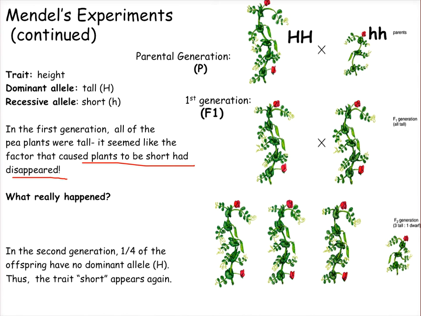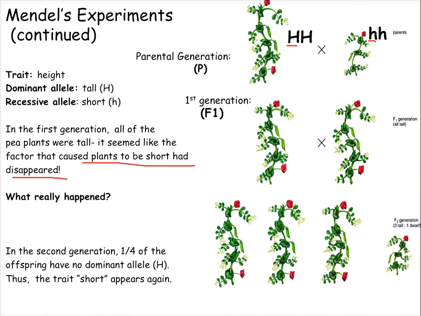The answer is that we have to remember that when these parent plants reproduce, they're diploid plants, but when they reproduce, they need to make gametes. And we know that gametes are haploid. So this parent can give one of its alleles to its offspring, but not both, because the other parent also has to give one allele, but not both.